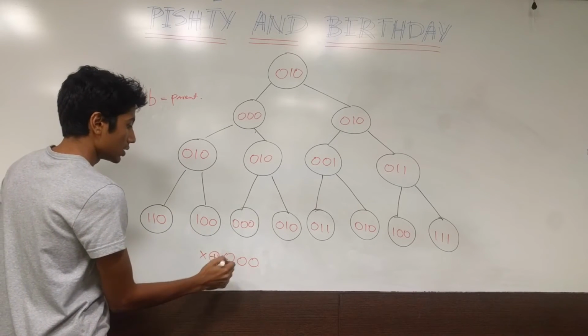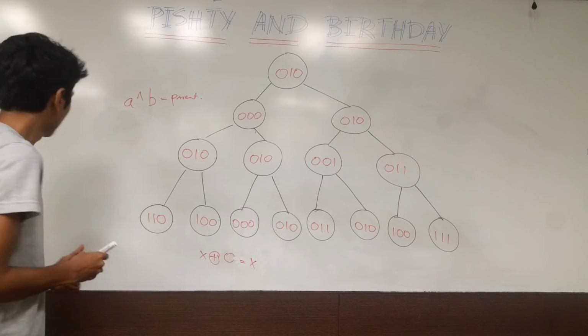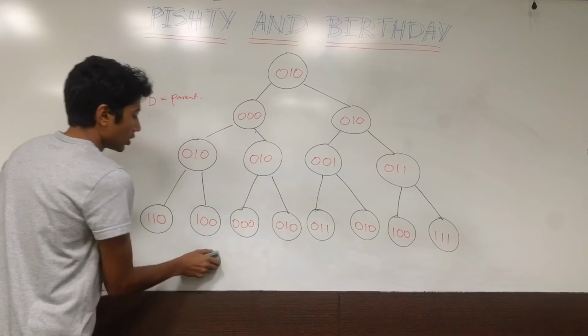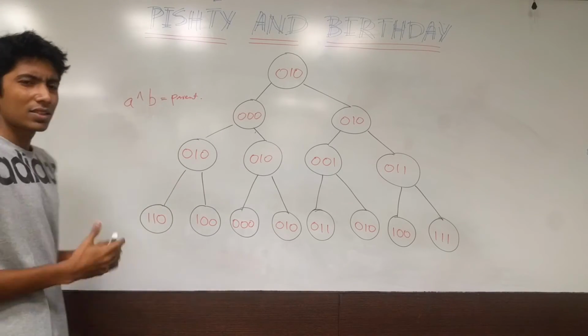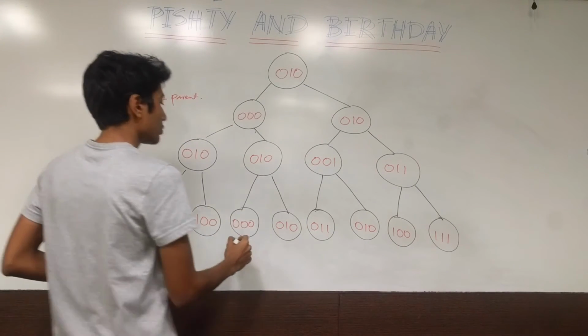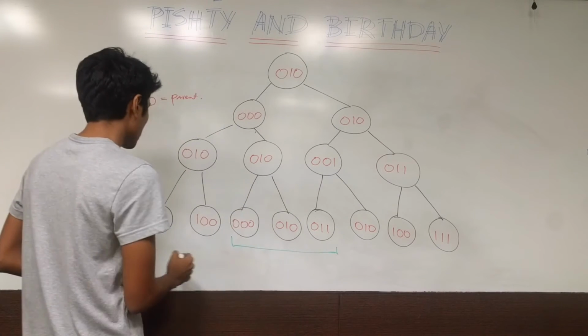X XOR 0 is always equal to X, and that's why that's a null value. Alright. So how are we going to answer queries? Simply really, if you know about segment trees, then you know that let's pick up something like this. Yeah, this is your range.